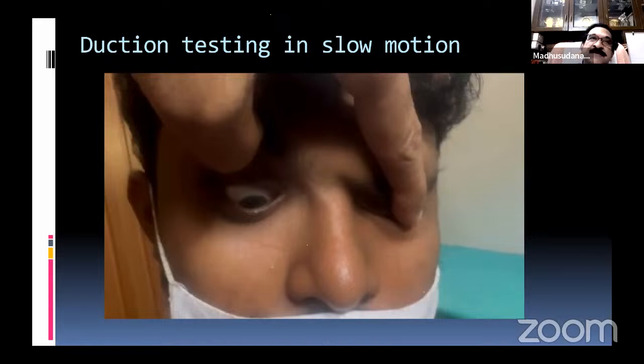See, during the previous version movement, there was a gross disconjugation. One eye was not moving at all, or was moving much more down. That is not seen here. Even the so-called paralyzed eye is also moving well now. That means it is not a paralytic squint.